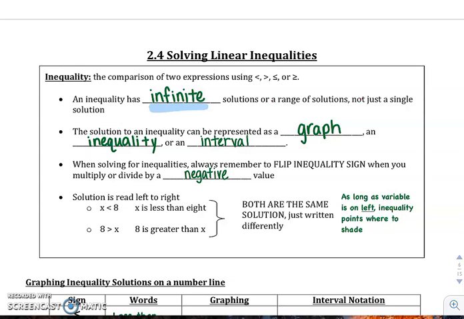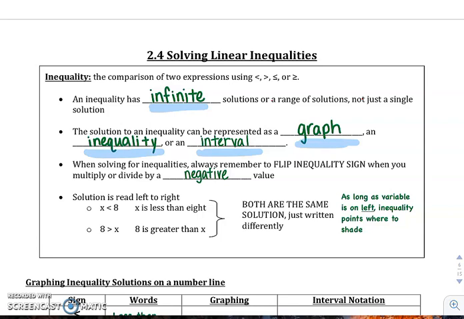But for an inequality, it would be something like x is everything greater than 3, or x is everything less than or equal to 12. So there's an infinite number of solutions for inequalities. That's why we usually represent them with a graph, but we can also represent their solutions with an inequality or an interval. And we're going to look at representing all three types of those solution representations.